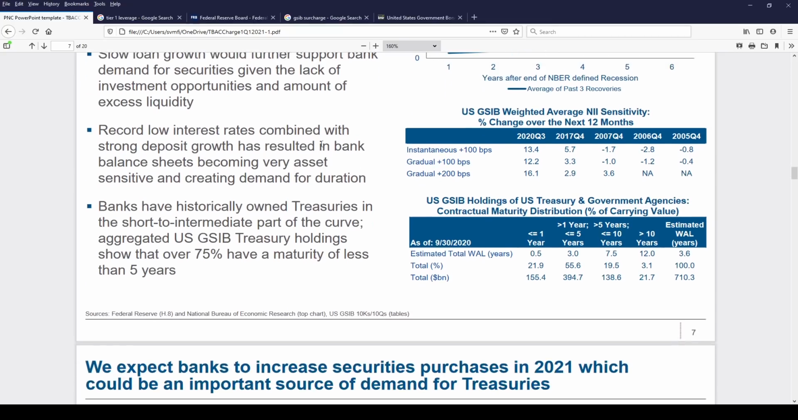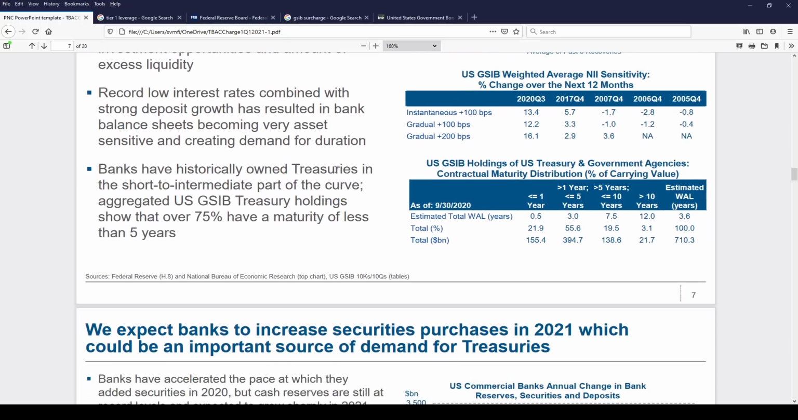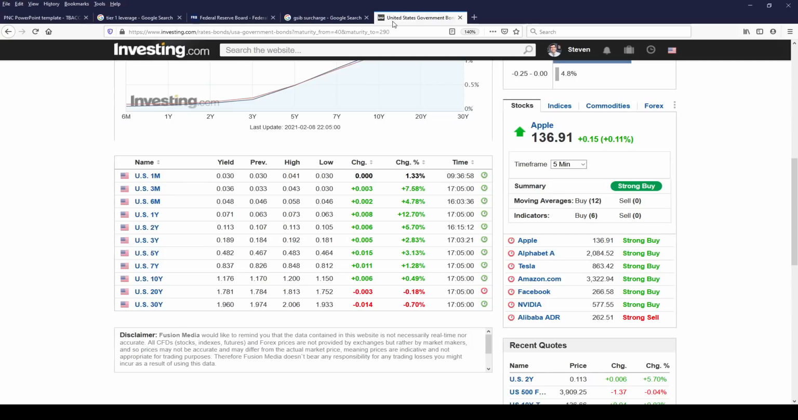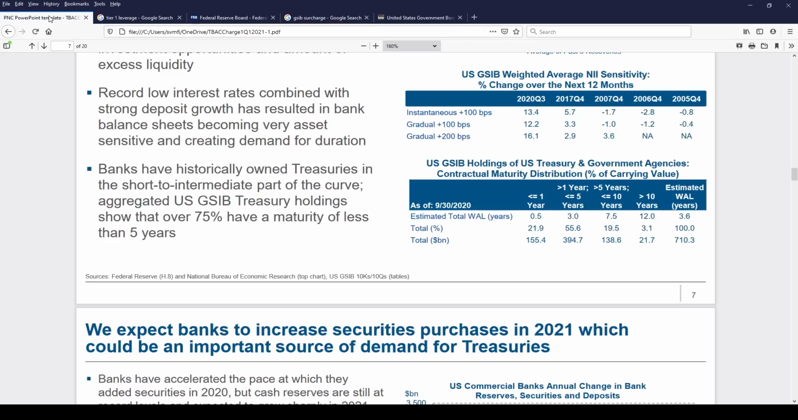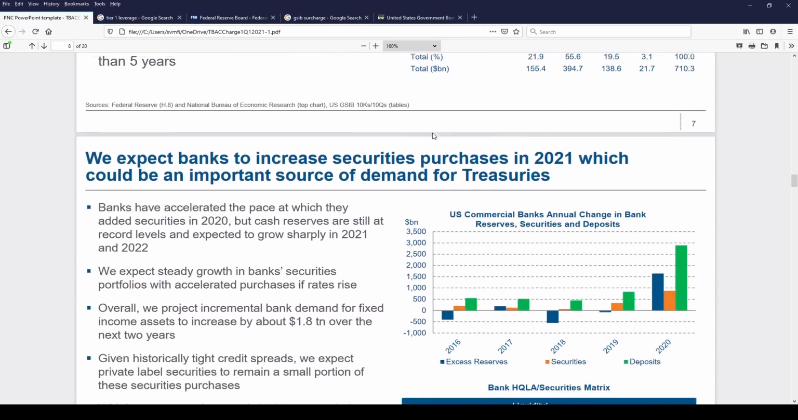So record low interest rates combined with strong deposit growth has resulted in bank balance sheets becoming very asset sensitive and creating demand for duration. Banks have historically owned treasuries in the short to intermediate part of the curve. Aggregated U.S. GSIB Treasury holdings show that 75% have a maturity of less than 5 years. Now, does this again make sense why there's such demand for 3-year and shorter paper by the banks? It's all right here in this report, my friends.